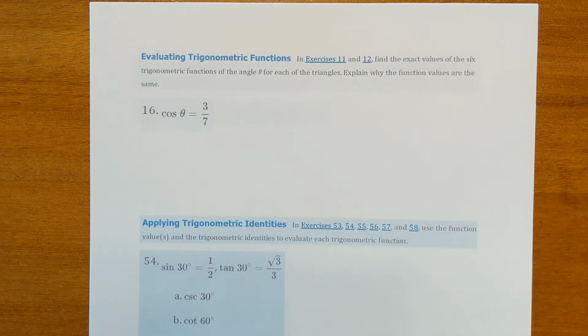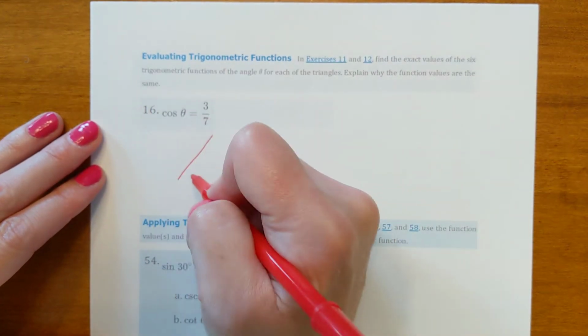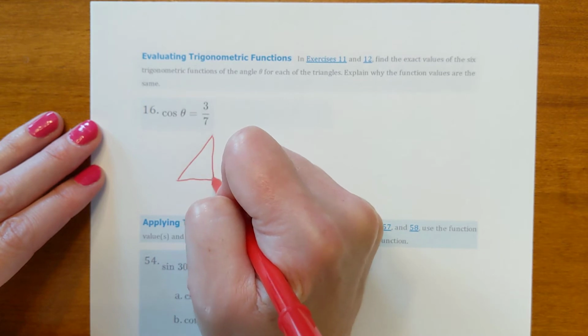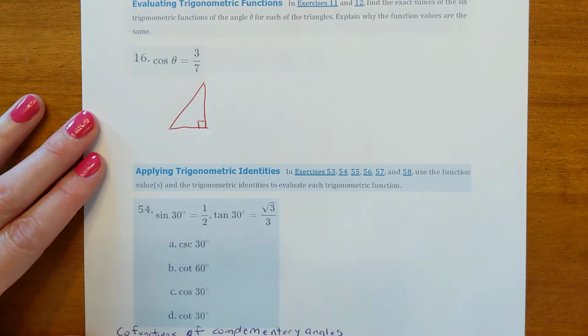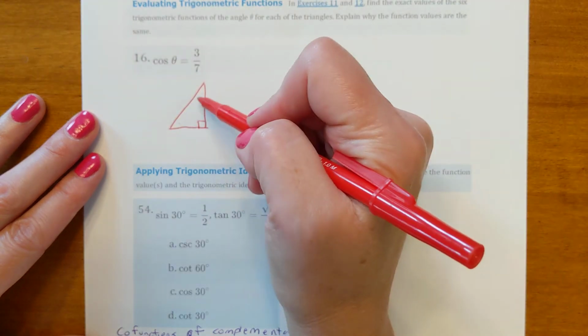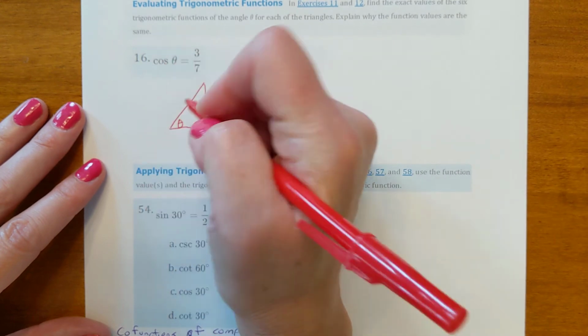What we have to do is make ourselves a triangle. So make yourself a right triangle. Again, trig is all about the right triangle. So there it is. You got to pick an angle to call theta. You could call it this one or that one. It doesn't matter. Pick an angle. So I'm going to call this one theta.